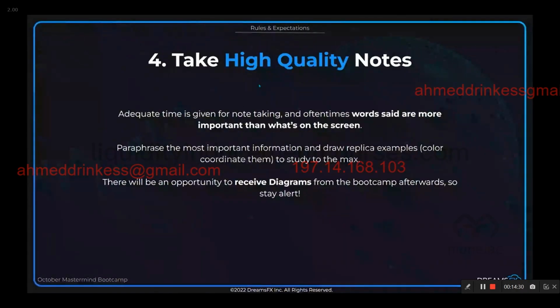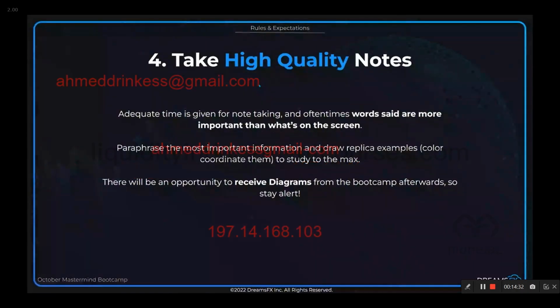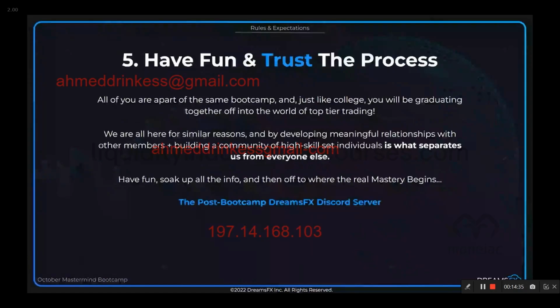Right, take your high quality notes, just run through that day, the block, the notes, write the diagrams, draw the diagrams, everything that you need to do. Of course, opportunity at the end. And then last but not least, have fun, trust the process.